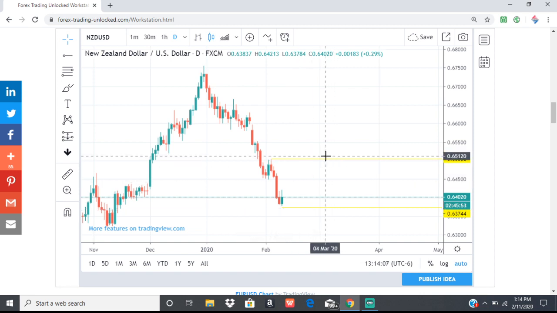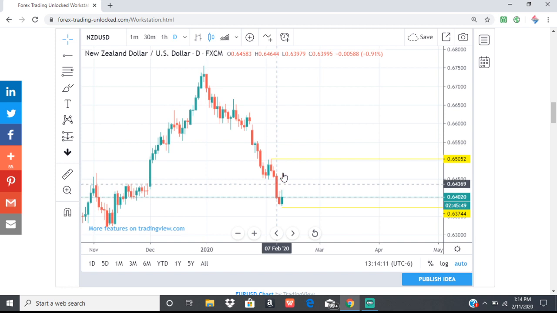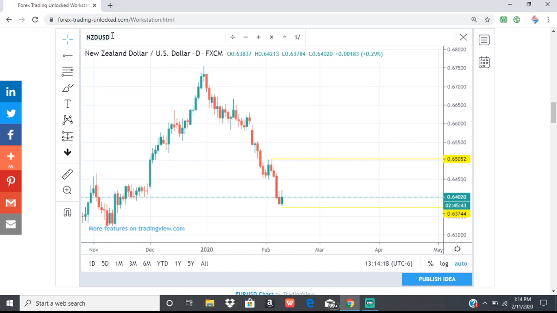Okay, so if we settle where we're at now or higher, we would confirm a short-term bullish engulfing line, which would give us the opportunity to possibly catch a nice rally in the New Zealand dollar, US dollar.